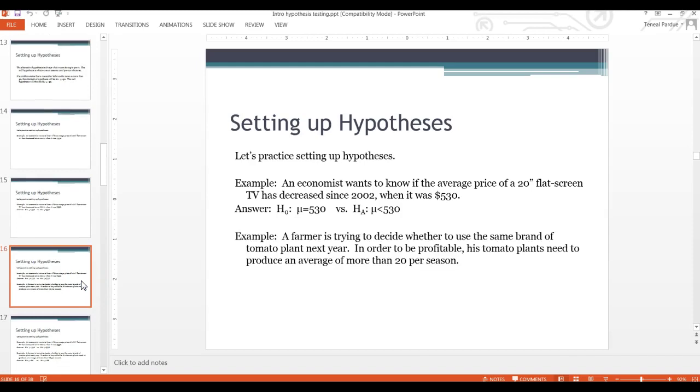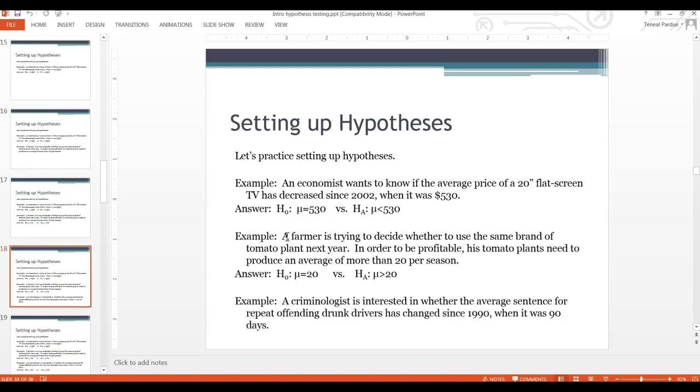Next one. Take a minute and see if you can figure it out. All right, so in this one, we're looking to see if mu is greater than 20. So that means mu greater than 20 is going to be the alternative hypothesis, and that means mu equals 20 is going to be our null hypothesis.